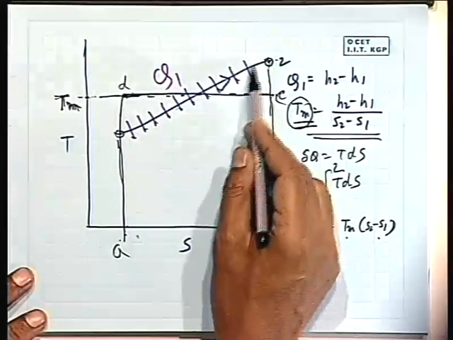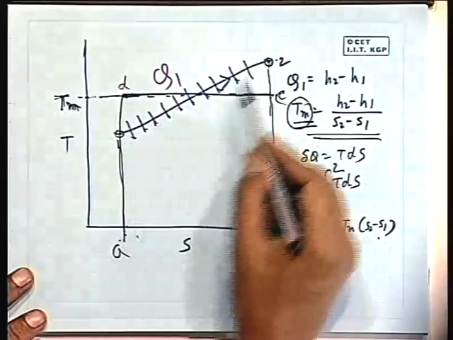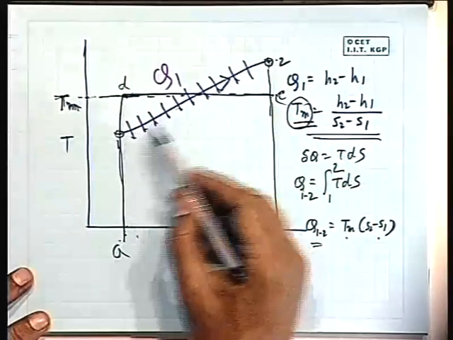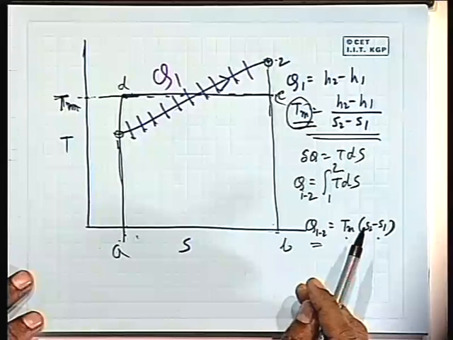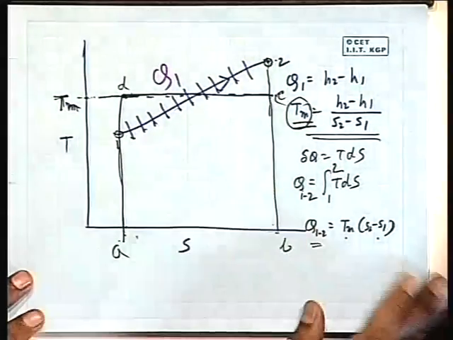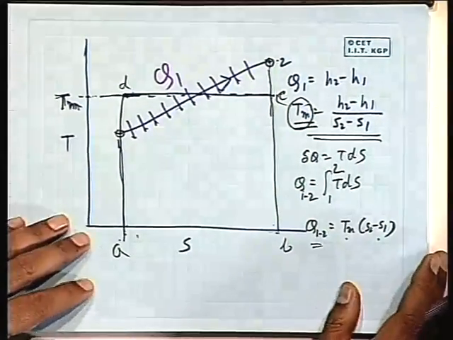Similar is the case for heat rejection. If this could have been a heat rejection, the same diagram from 2 to 1, we could have found out like this. Okay. So, this is the way one can find out the mean temperature of heat addition.